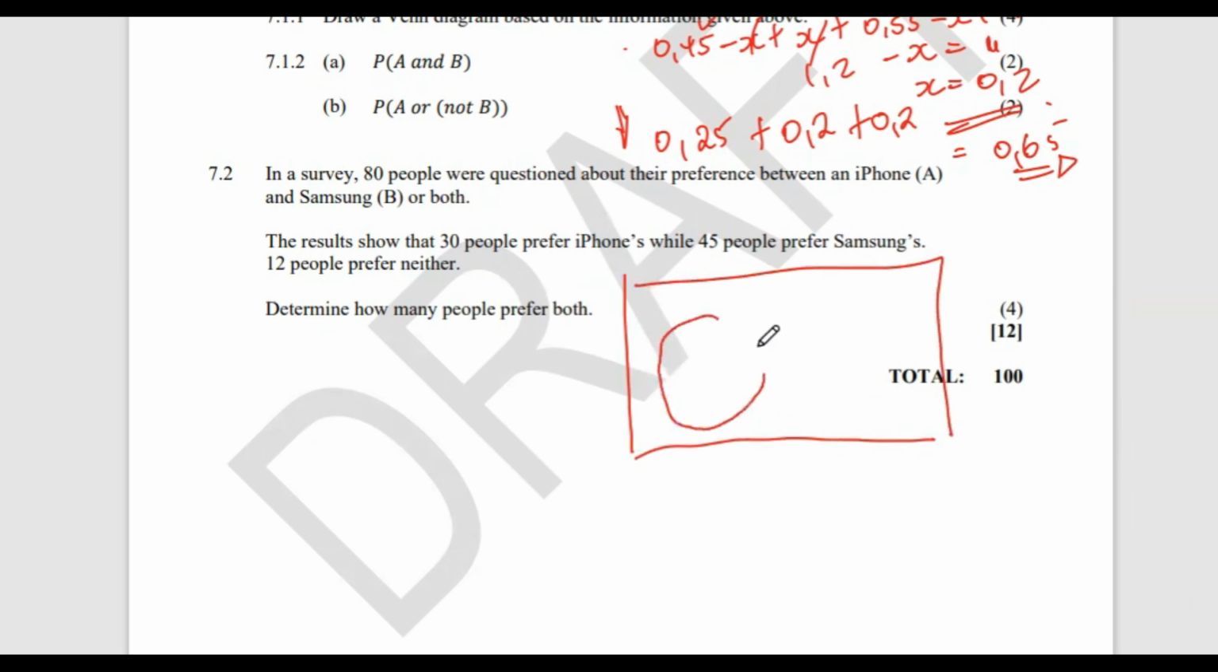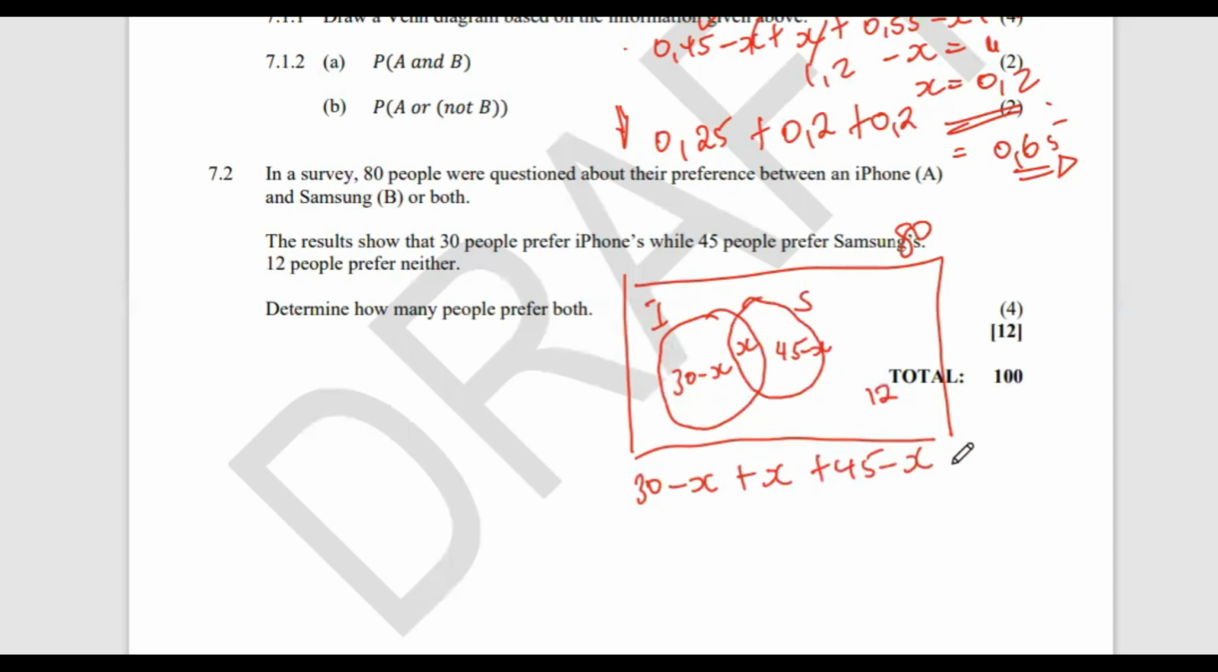Okay. So if this is the iPhone, this is the Samsung. iPhone is how many people? We're looking at 80 people. iPhone was 30. Let me call both to be X. This is 30 minus X. Samsung was 45 minus X. Neither is a 12. Then I'll add up everything equal to 80. So 30 minus X plus 45 minus X plus 12 must give me 80.